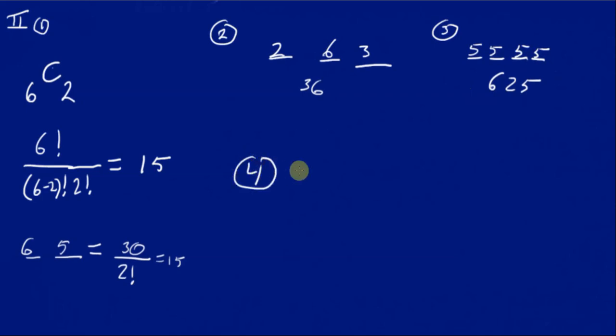Number 4, how many ways can 5 people line up to get on a bus? Well, the way they line up is an order is important. So I'm talking about a permutation. I've got 5 people and I'm going to pick all of them.